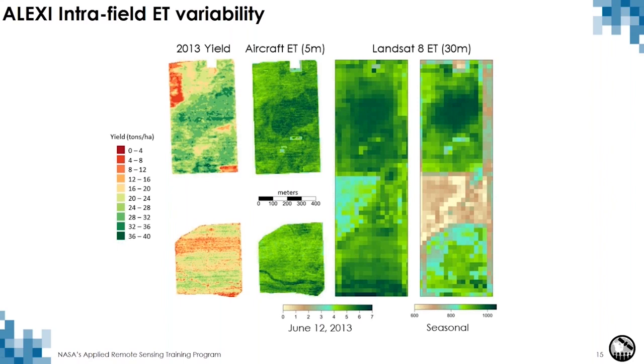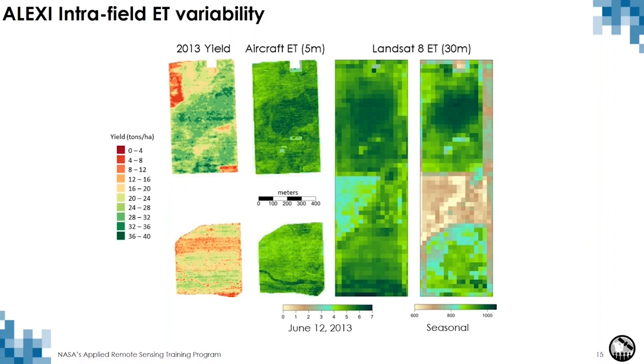What you see here on the left is essentially the yield. And as you see over the field, there was a large variability in actual yield. Some areas had much higher yield than other areas. And we were able to start to see that with both the Landsat ET at 30 meters and this aircraft, that water use can significantly vary over a field.